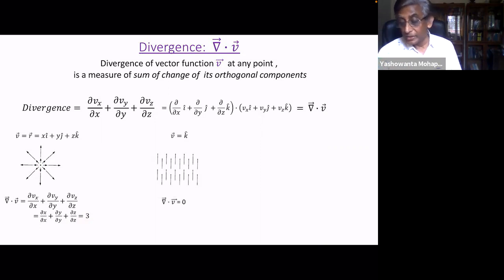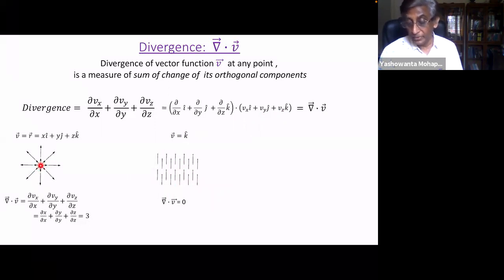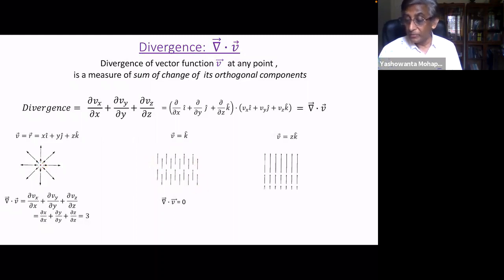If I take the gradient, there is no gradient. The magnitude is unity, and the only thing that survives is Vz, but delta constant by delta z is 0. So divergence of k at this point is 0. In fact, if it is all k, then divergence is 0 everywhere in this field. Here the divergence was 3 only at this point, but here it is 0 everywhere. Now suppose I had z k. What would be the divergence? 1, because that's the only direction, delta z by delta z, which is changing.